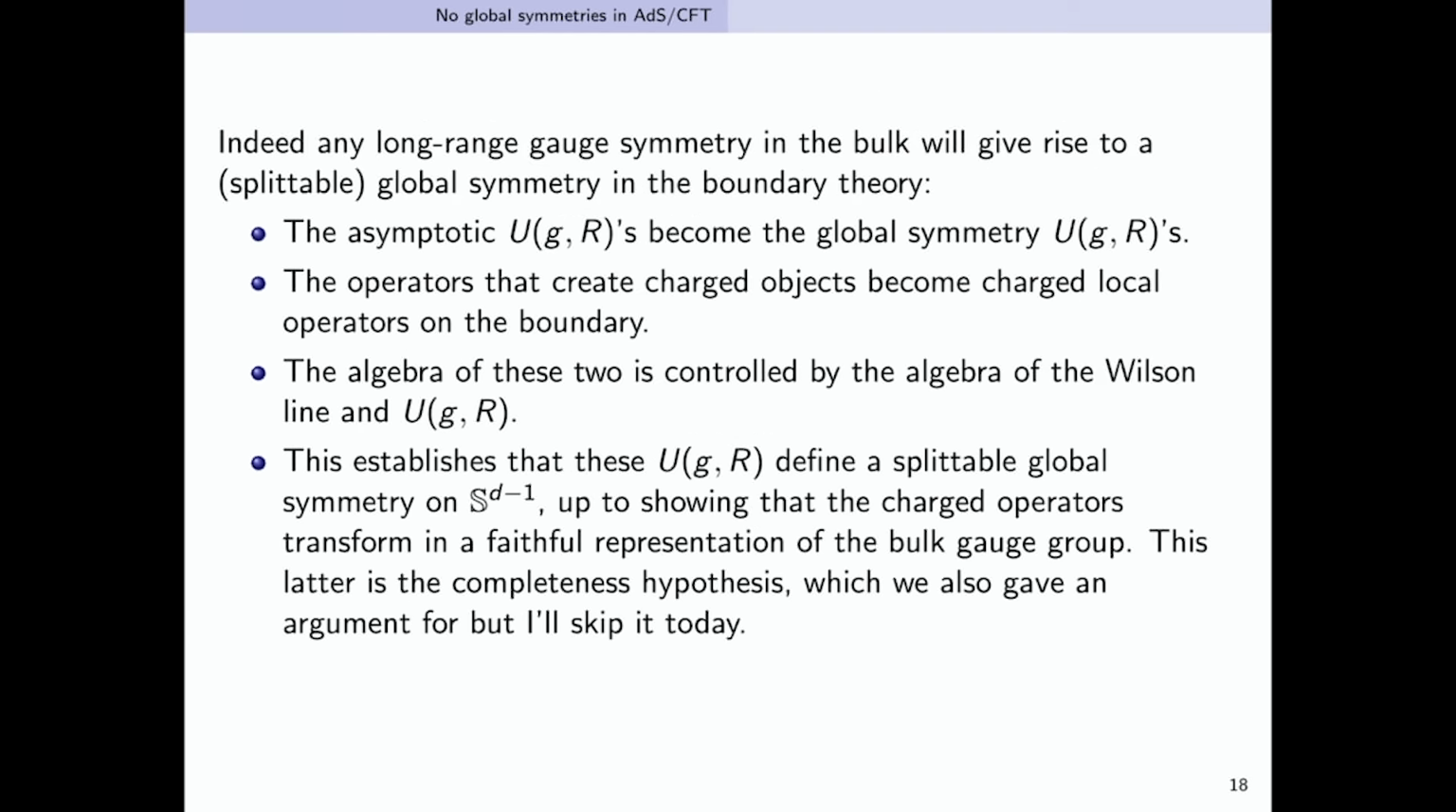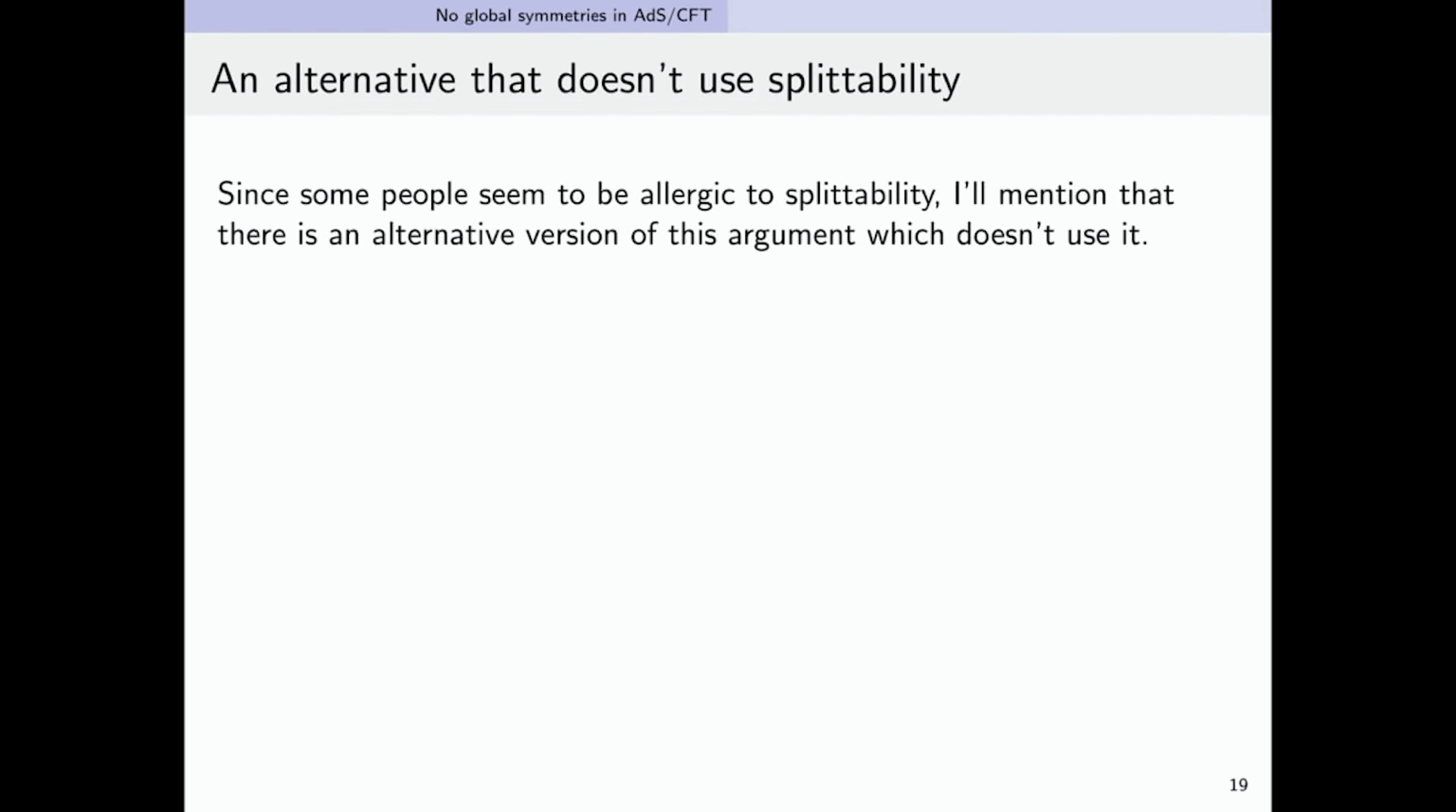This is just saying that if you have a long-range gauge symmetry in the bulk, then of course you have a global symmetry in the boundary. That just follows from the definitions. Some people seem to be allergic to splittability, so look at the foresight here. I want to mention there is an alternative version of the argument that doesn't use it. It has other things you can complain about, so there's a reason I gave you the first argument. But you can decide if you'd rather complain about these things more.